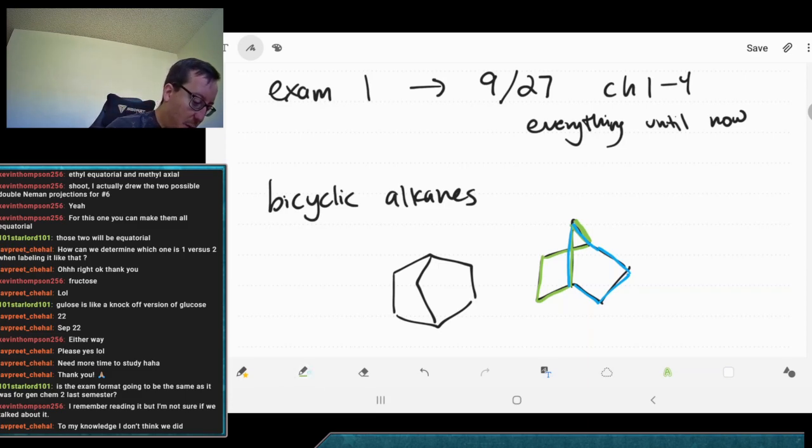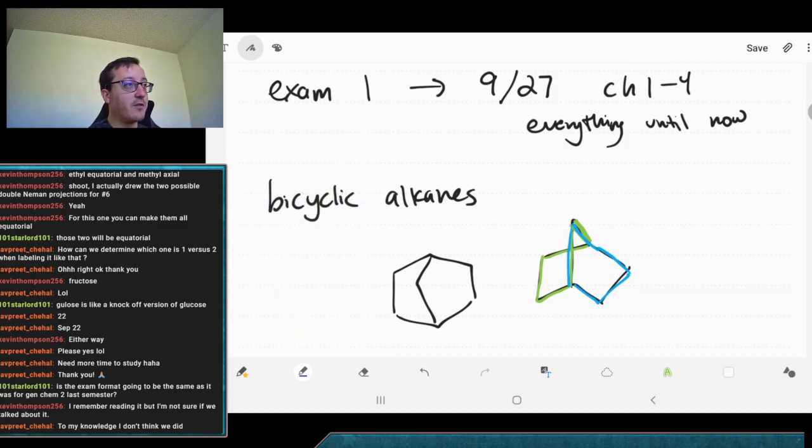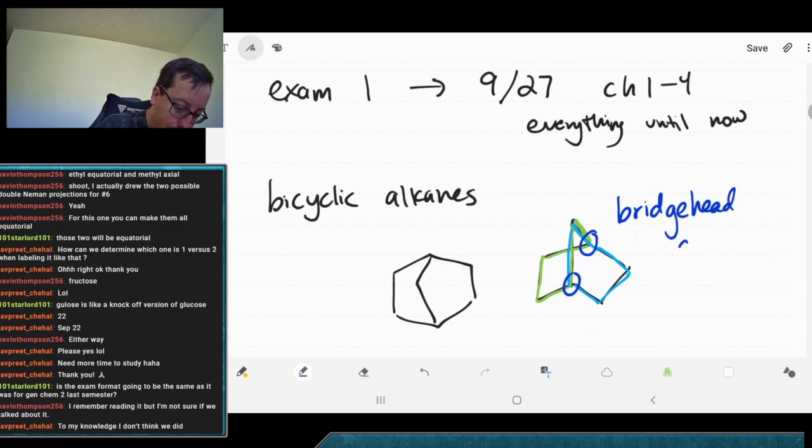The way we name this is we want to look for what are called bridgehead carbons. Those are the carbons that are part of both rings, or rather the ones that join the 2 rings. When we're naming these, we're going to be looking at everything that's attached to those bridgeheads. The bridgeheads are the shared carbons, and we're going to look on all three sides of those bridgeheads and see how many carbons we have.